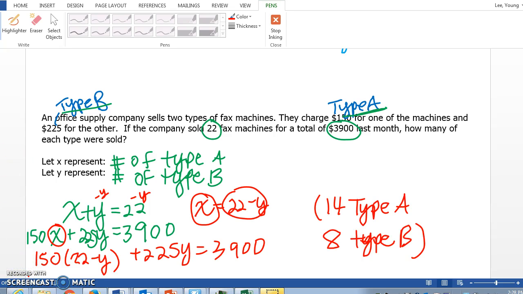Okay, so once you are done with the problems, your answer should be 14 type A machines and 8 type B machines. So now you're an expert at how to solve word problems.